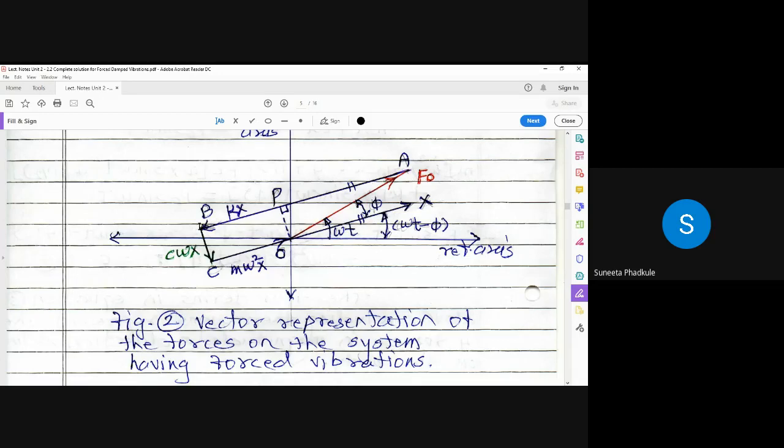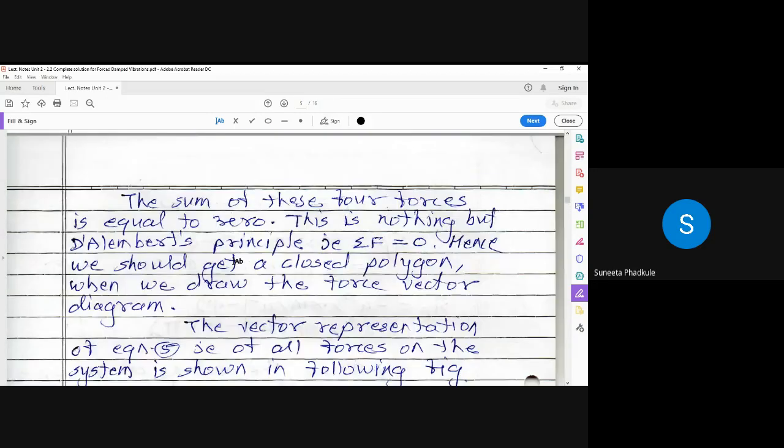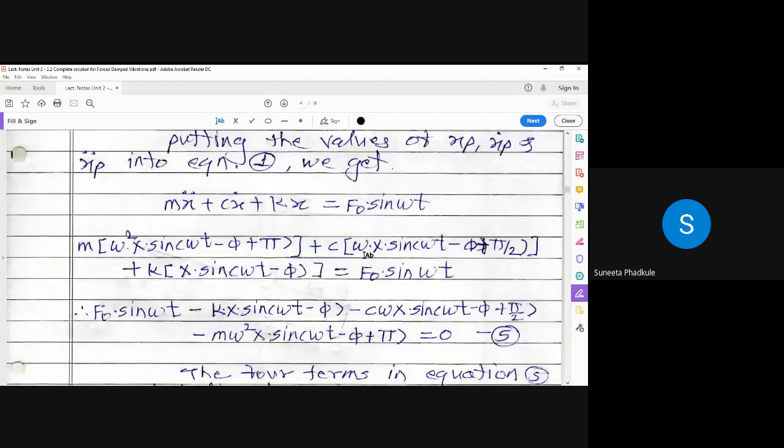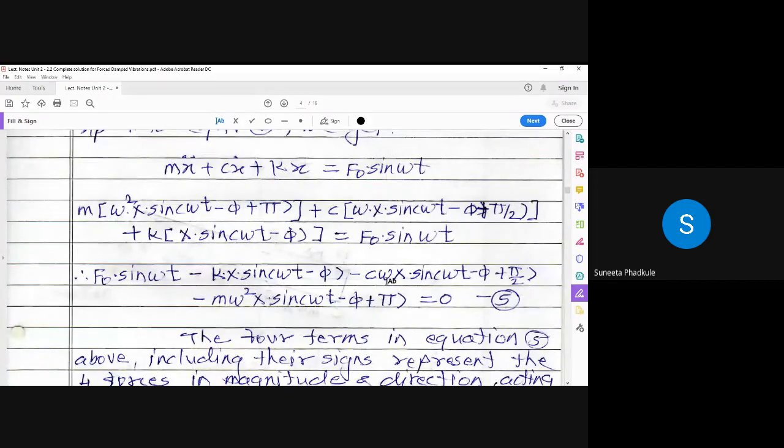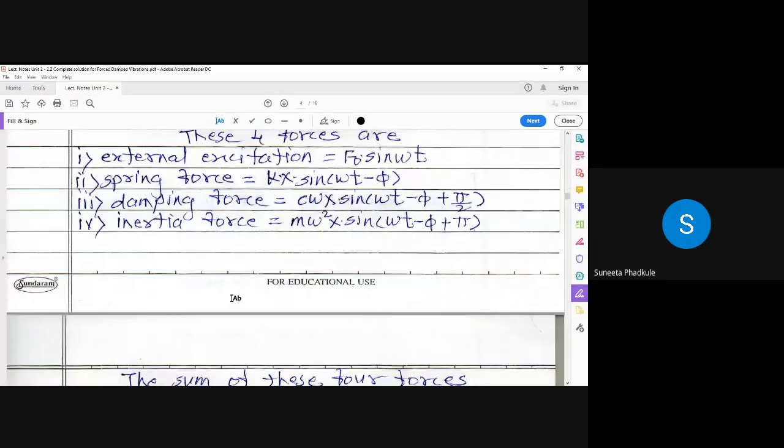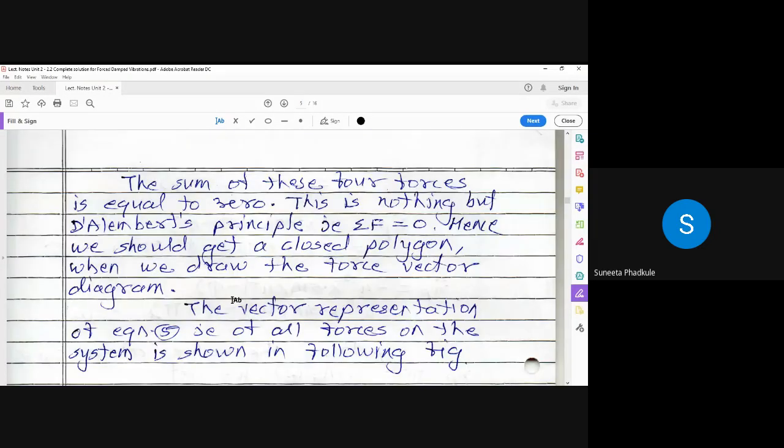Now the third vector, which represents damping force. This is C omega x in magnitude, and the angle is minus omega t minus phi plus pi by 2. You already know the direction of omega t minus phi, so for negative omega t minus phi, just add a pi by 2 angle. That means the damping force is perpendicular to the spring force because plus pi by 2 is there. Now you understood why I have taken plus pi by 2.